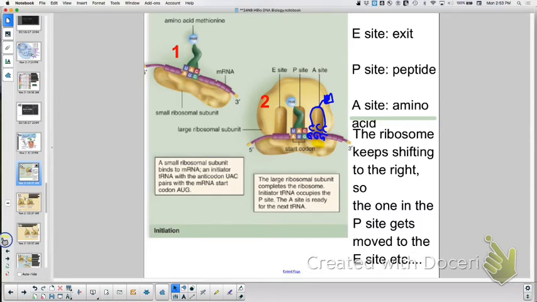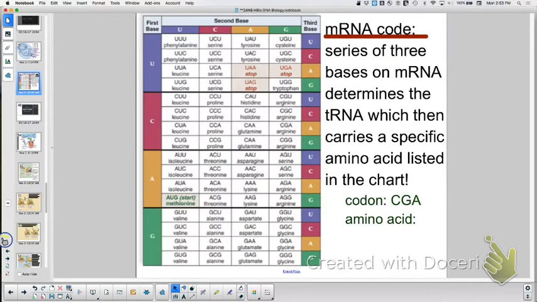Every 3 bases on the mRNA is a codon. The anticodon is part of the tRNA, transfer RNA, so it knows where to land. So I would go look up GGG. These are my G's, over to my G, and then my G. It's glycine. That's what that tRNA would bring.